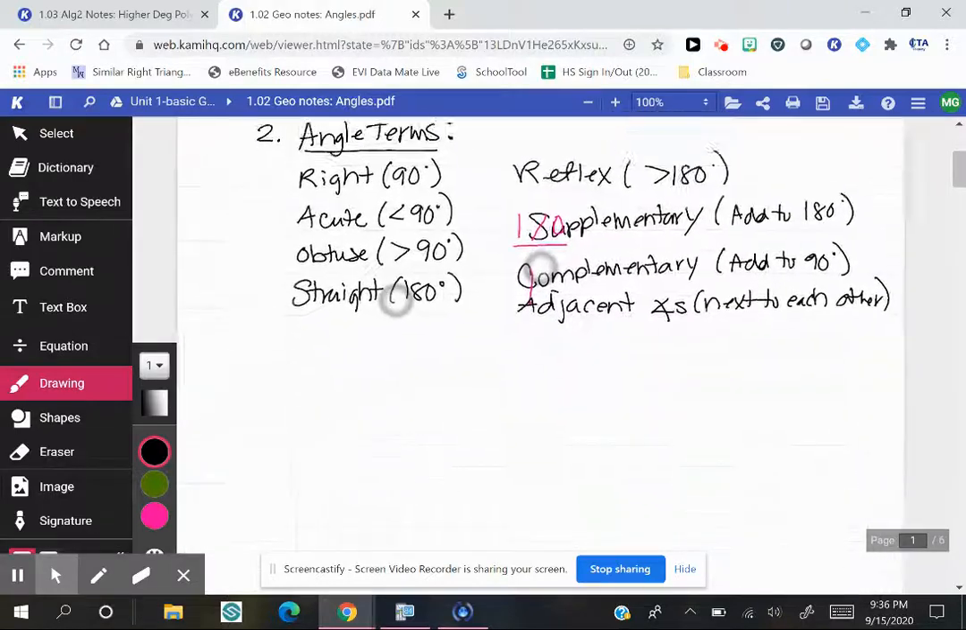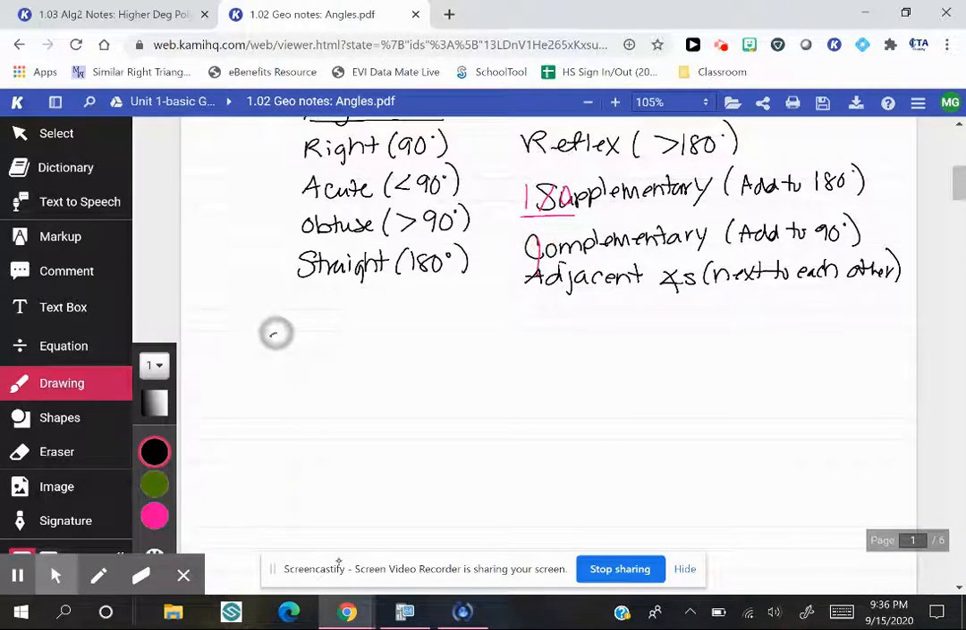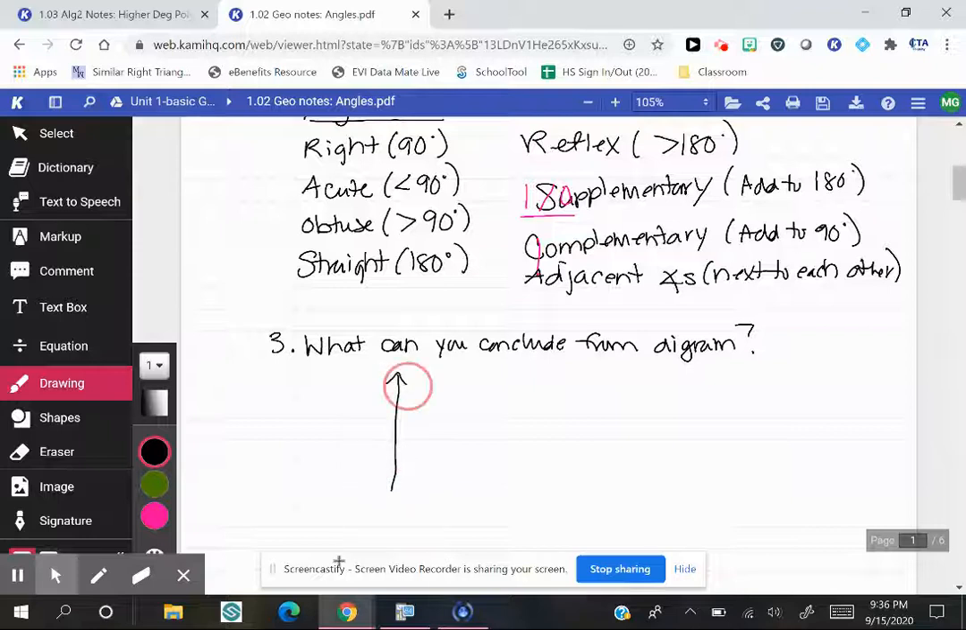Okay, let's do an example. I'm going to give you a diagram, and I want you to tell me what you can conclude from the diagram and the markings that I put on it. Assuming all these lines are straight, I don't have a ruler that I can use on here. So these are all straight lines.